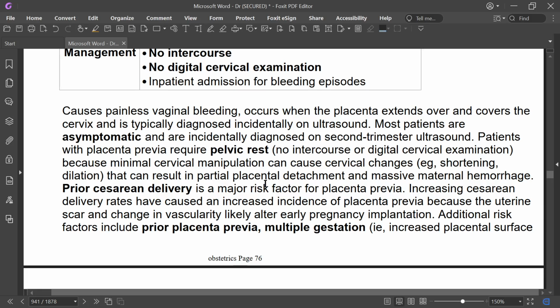Patients with placenta previa require pelvic rest, no intercourse or digital cervical examination, because minimal cervical manipulation can cause cervical changes, shortening, and dilatation that can result in partial placental detachment and massive maternal hemorrhage. Prior cesarean delivery is a major risk factor for placenta previa.